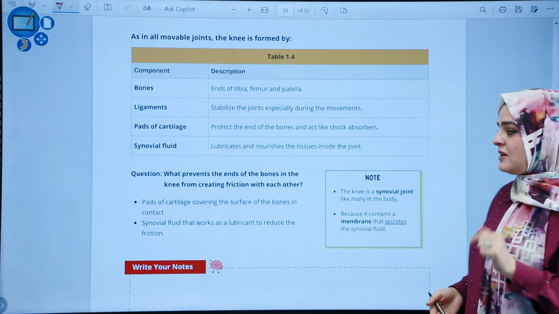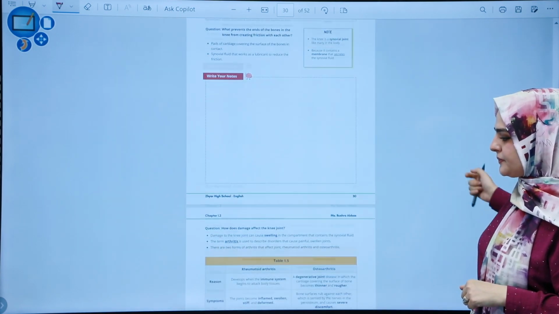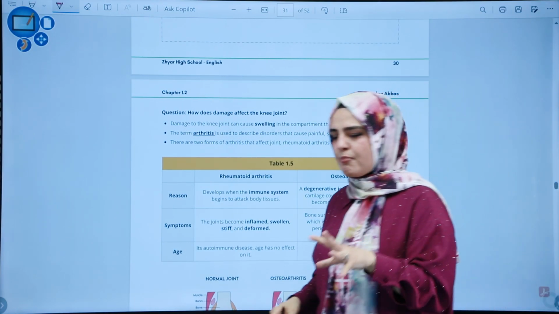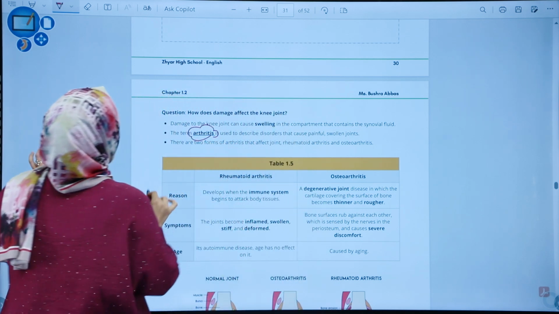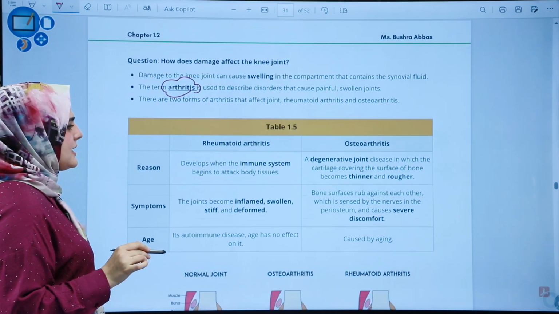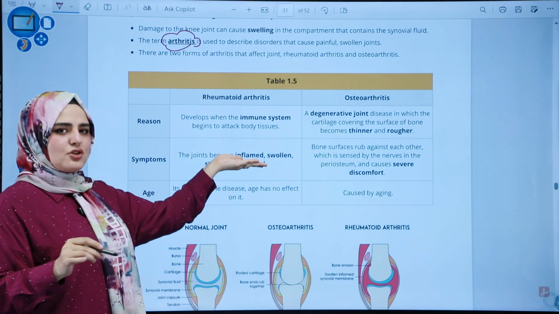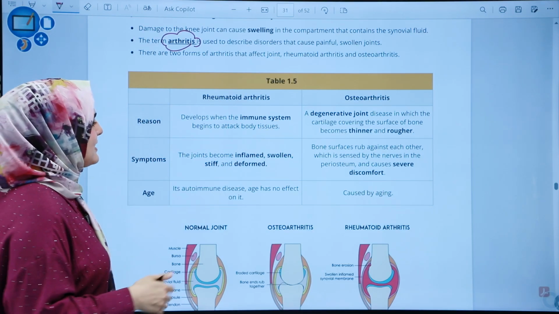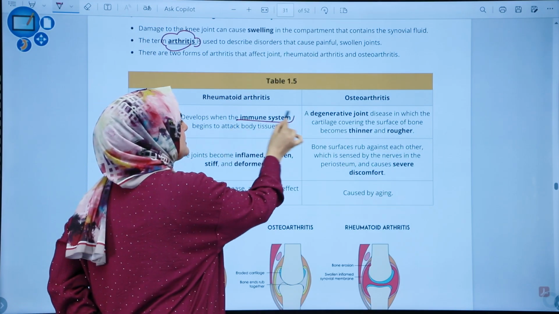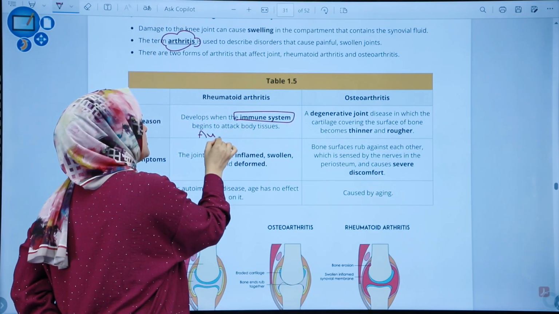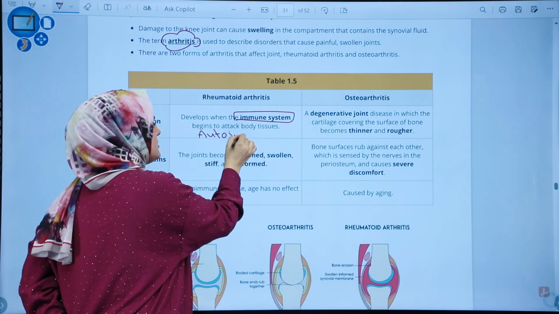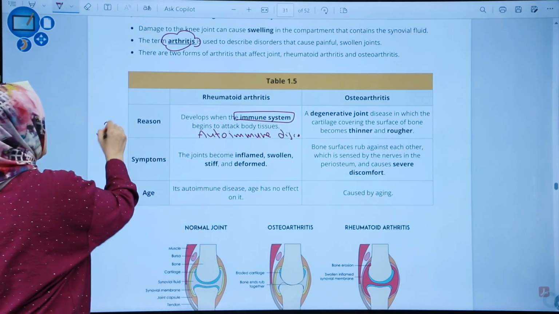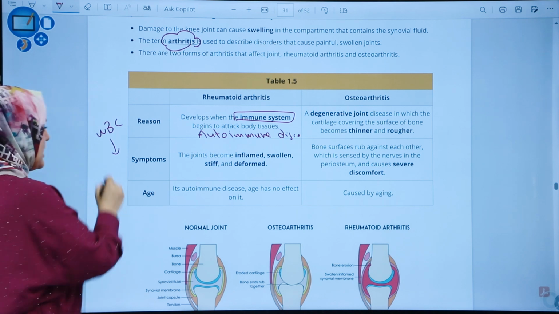This is why we have the next part, which is talking about the problems in the joint. Now, sometimes joints swell and create a lot of pain. We call this arthritis. Arthritis is of two types: the rheumatoid, rheumatism, and osteoarthritis. If you see, the way that they are created is different. This is an immune problem. We call it autoimmune. We're going to study it in chapter 3. Autoimmune disease is where your white blood cells attack your own body.